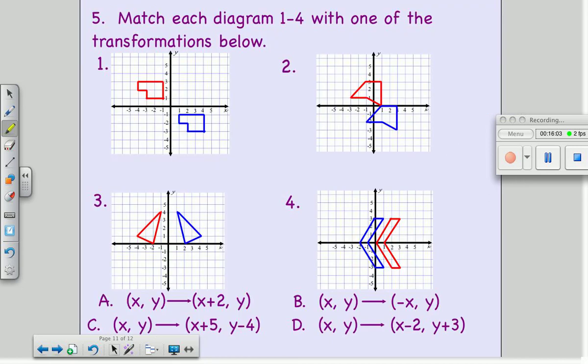So, number one, we're going to do this tomorrow in class, actually. I'm going to stop here, and we're going to do this tomorrow in class after we do some review with our area.